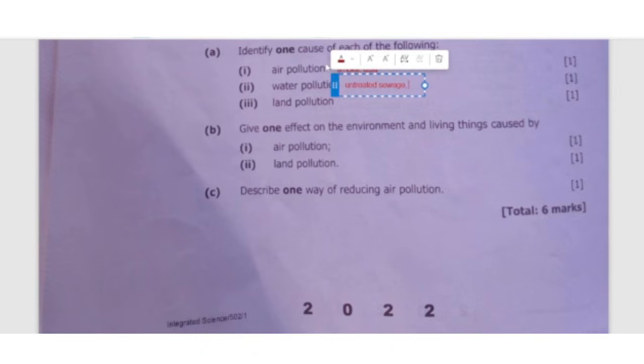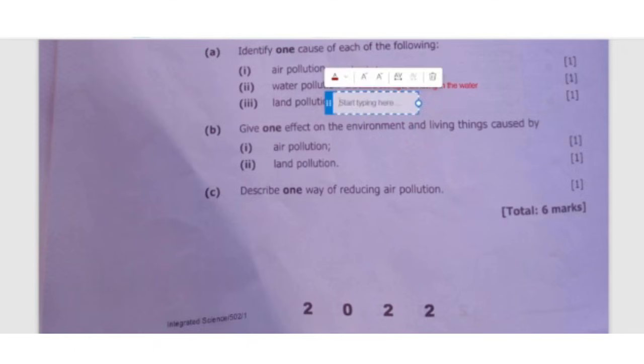Okay, so we are saying urinating in the water. Urinating in the water, that is the other one. So you can pick on these two and write them as answers. Okay, if you have got questions, we'll be glad to respond to you in the comment section.